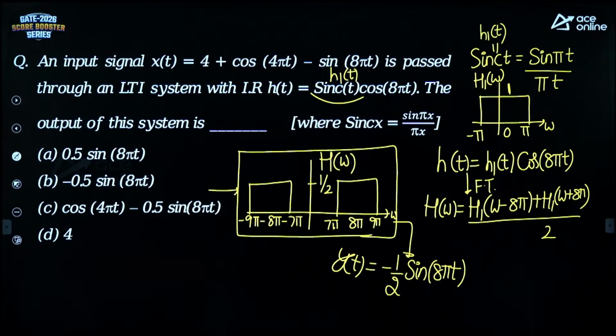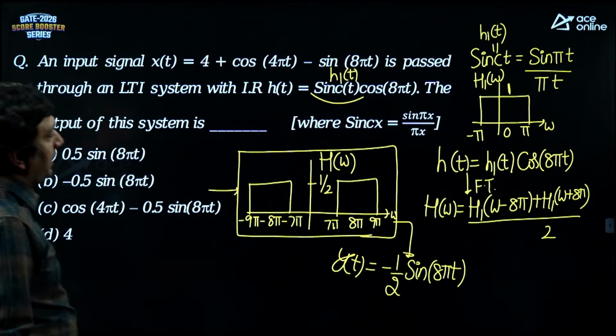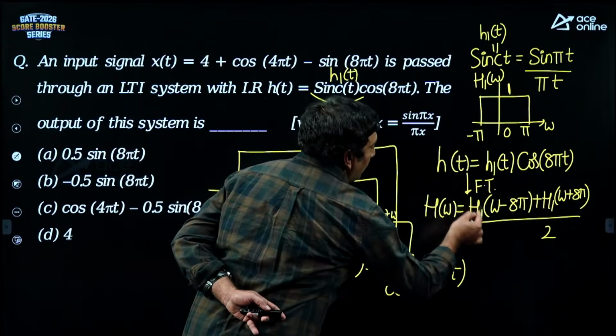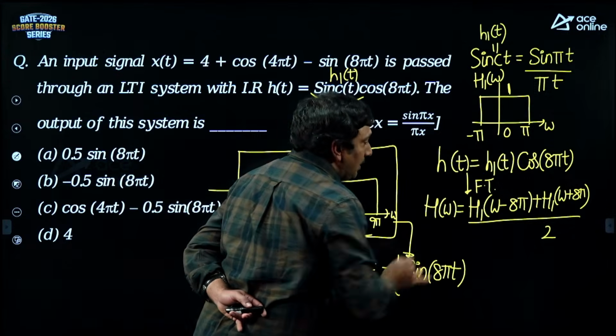Any signal generally multiplied by cos or sin function is an application of that modulation property. This is a known property for everyone, xt into cos type modulation property.